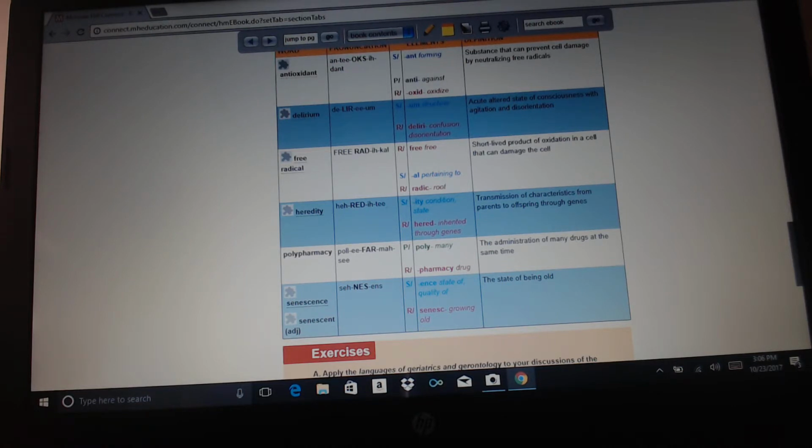Heredity. Hered is inherited through genes. Idity is condition or state. Transmission of characteristics from parents to offspring through genes. Polypharmacy. Poly means many, pharmacy means drug, the administration of many drugs at the same time. Senescence, or the adjective form senescent. Senec is growing old. Ence is state or quality of, the state of being old.